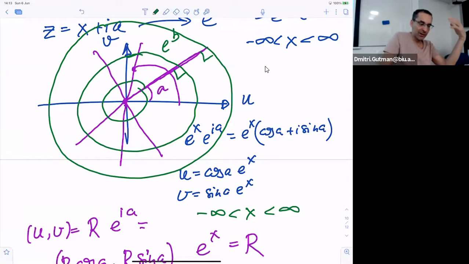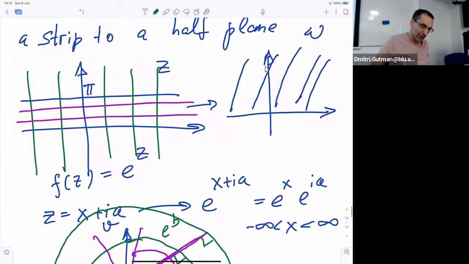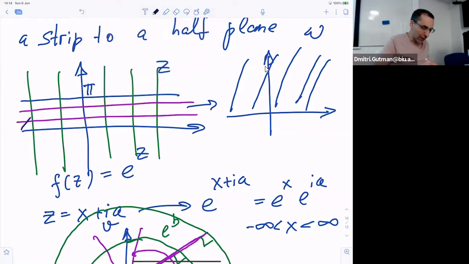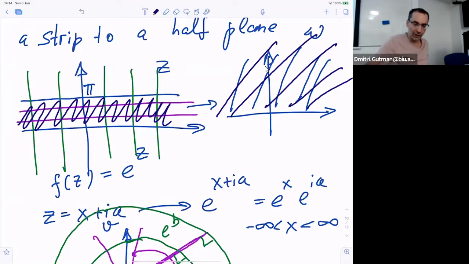And as we expected, perpendicular lines remain perpendicular, and this map, actually what it does, it takes the strip and maps it onto an upper half plane. Conformally, which means that angles are preserved.